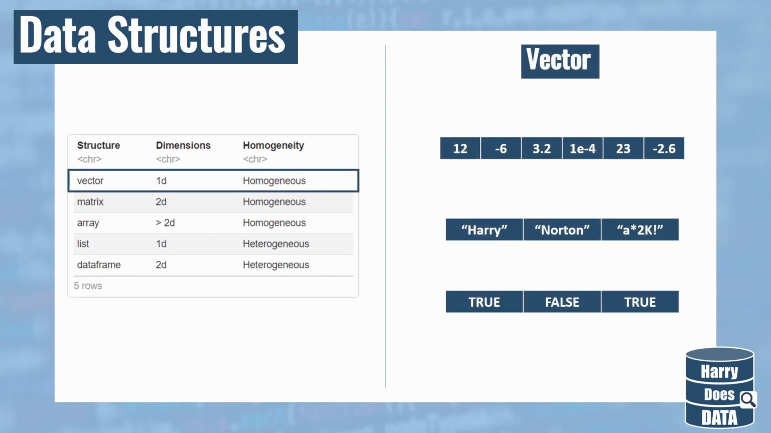So vectors are the simplest type of data structure in R. As you can see, they are one-dimensional and homogeneous. So what this means is you can only have one row or column of data, and it must contain the same data type. So you'll see the first vector at the top contains only numerical data, and the third vector contains logical data. You'll often want to perform the same calculations or operations on multiple pieces of data, and this is what vectors allow you to do.